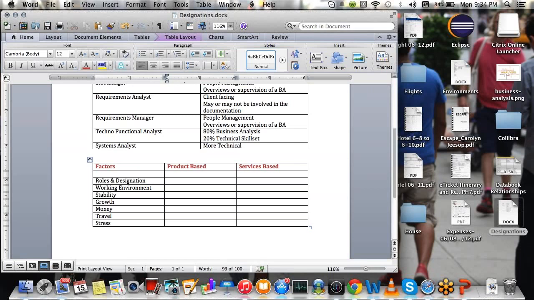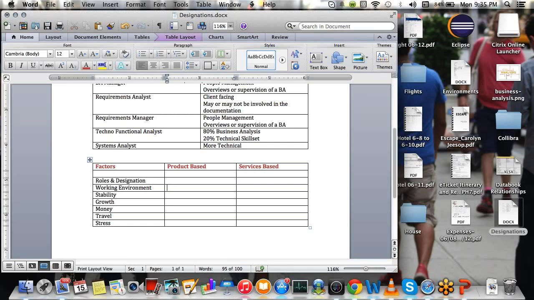So roles and designations, we'll come back to it, and I'll explain it in a minute. But let's talk about the work environment. Most of the product-based companies, if you see, are very small in number. Let's say you're hardly going to have 10 or 12 people in a project.